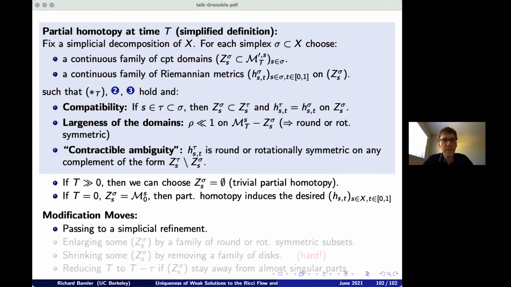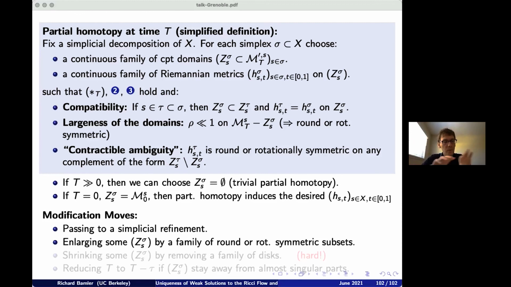So first of all, we can always pass to a simplicial refinement and then find the corresponding objects Z and H. We can also enlarge Z sigma S by a family of round or rotationally symmetric subsets. This is important when we pass through a neck pinch. After we've passed through a neck pinch, we have this neck that we need to add back into Z sigma S. And so we need to do this from time to time.